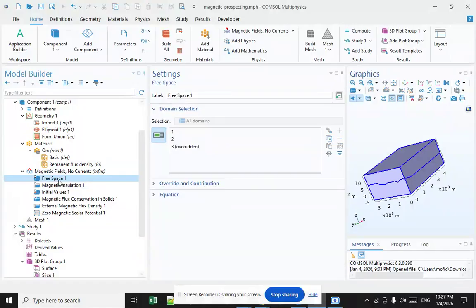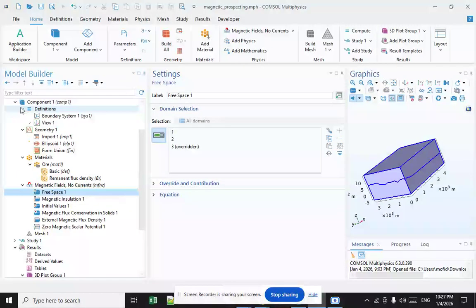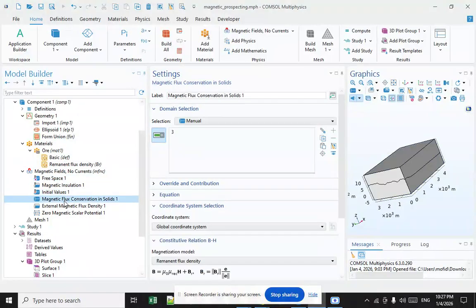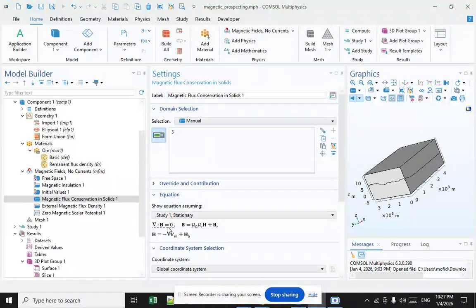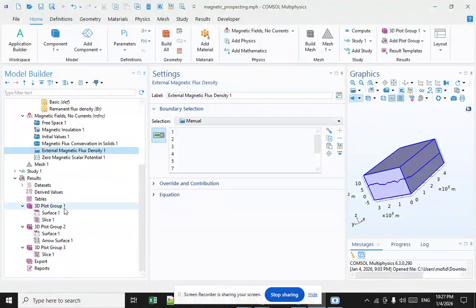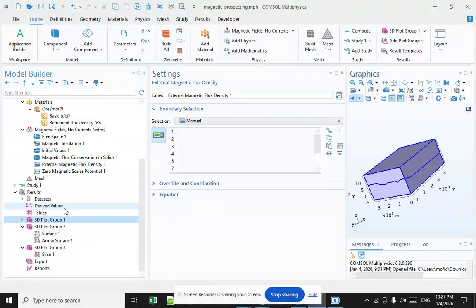We specified free space, initial values, and magnetic flux conservation in solid. We have used the specific equation that I have described in the literature, and external magnetic flux density, zero magnetic scalar potential, and finally we see the plot.